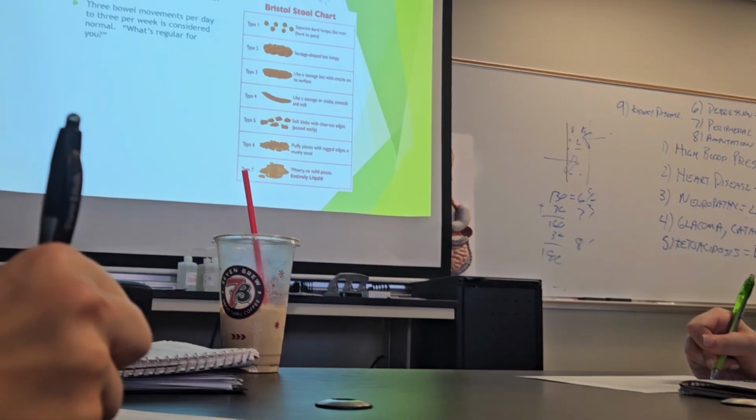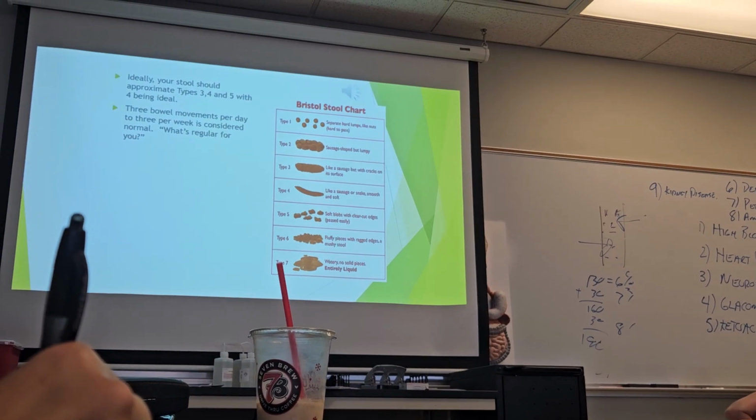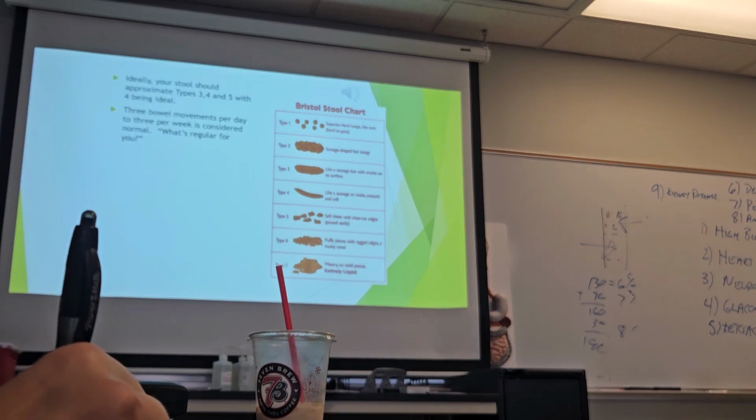Know that you have to document feces and what it's done, and so really what I'm looking for is 3 through 5. 3 through 5 is normal. That's what I'm asking you. 3 through 5 is normal on the Bristol stool chart. You gotta write that one down too.